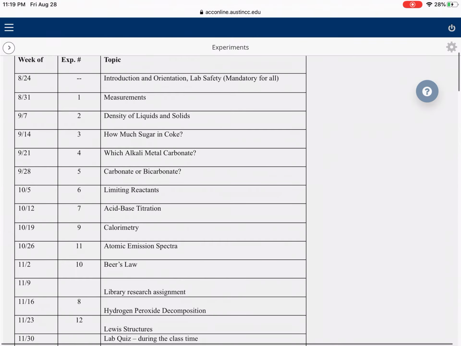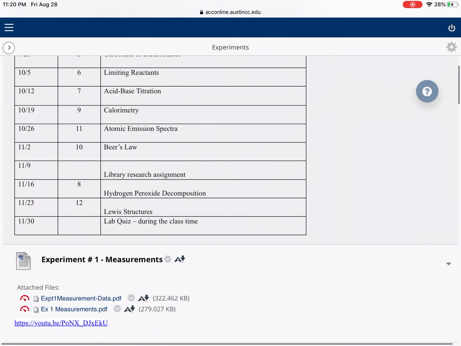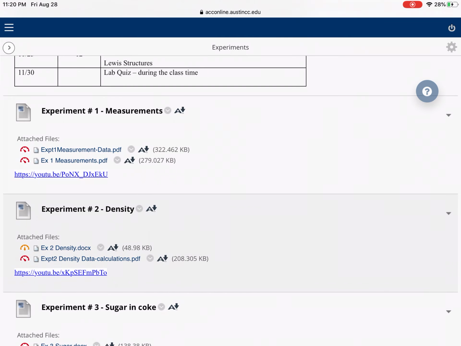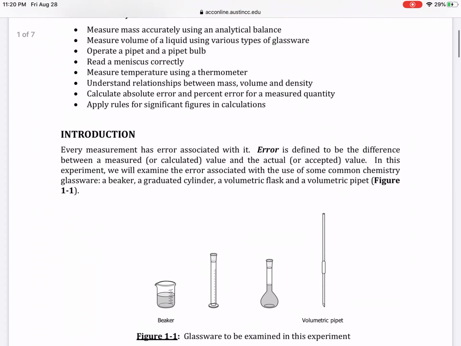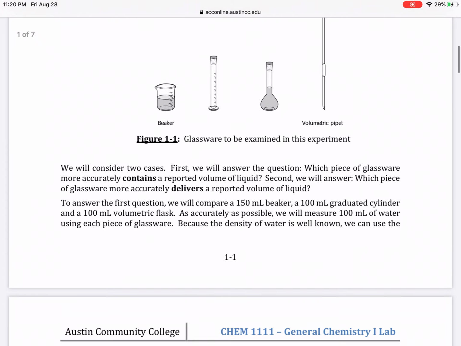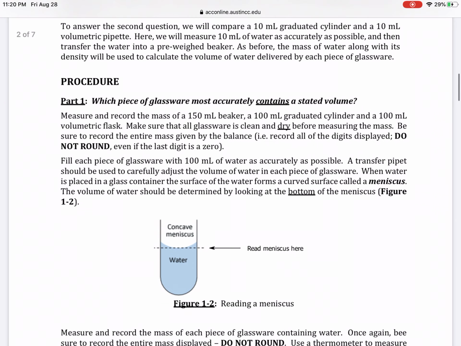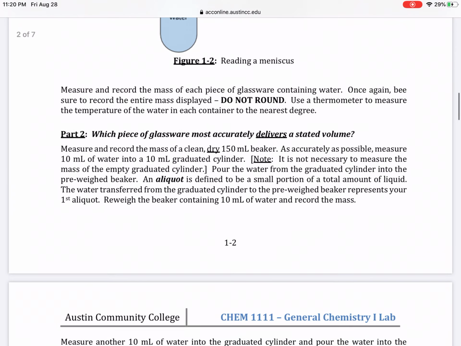Okay, and this is the lab schedule, so you can see which week we are doing which experiment. So the next week we are doing experiment number 1, which is measurements. The first thing you need to do is click the measurements handout that gives you the introduction and the procedure for your experiment. Okay, it talks about which glassware you use, what the purpose of this experiment is, and how we are going to perform the experiment procedure. So you're supposed to read this on your own.